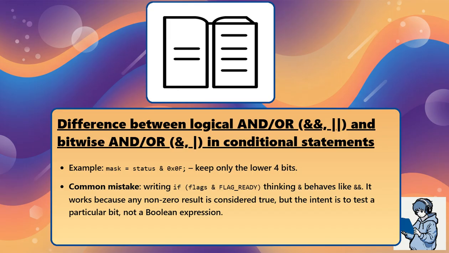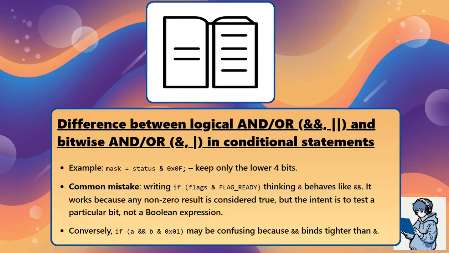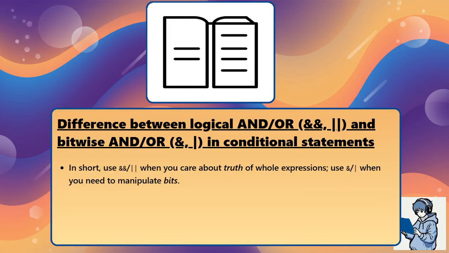Common mistake: writing if flags ampersand FLAG_READY, thinking ampersand behaves like double ampersand. It works because any non-zero result is considered true, but the intent is to test a particular bit, not a Boolean expression. Conversely, in if a double ampersand b ampersand 0x0, one may be confused, because double ampersand binds looser than ampersand. In short, use double ampersand and double vertical bar when you care about the truth of whole expressions. Use ampersand and vertical bar when you need to manipulate bits.